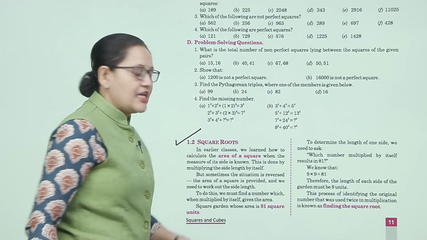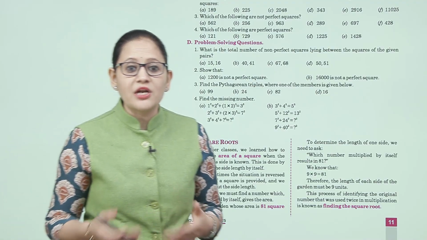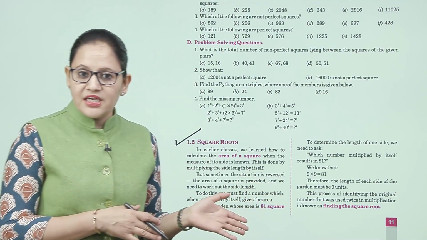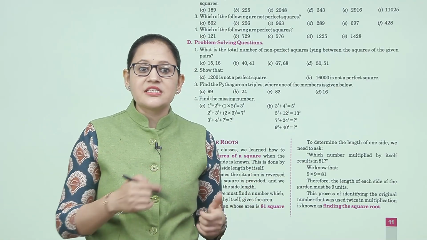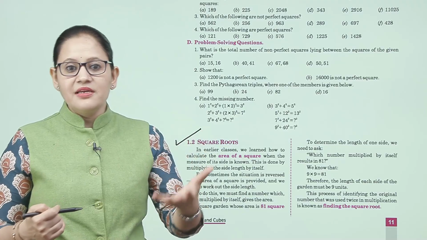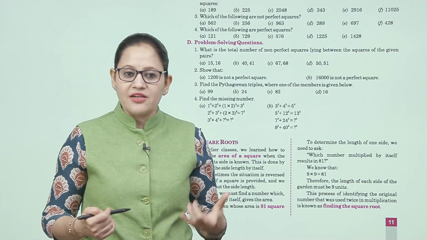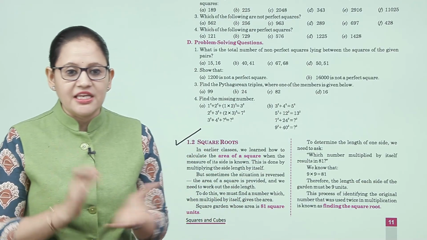Next, square roots. In earlier classes, we have learned how to calculate the area of squares when the measure of its side is known. This is done by multiplying side by side, the length of the side by itself. If we multiply side by side, we get the area of the square.